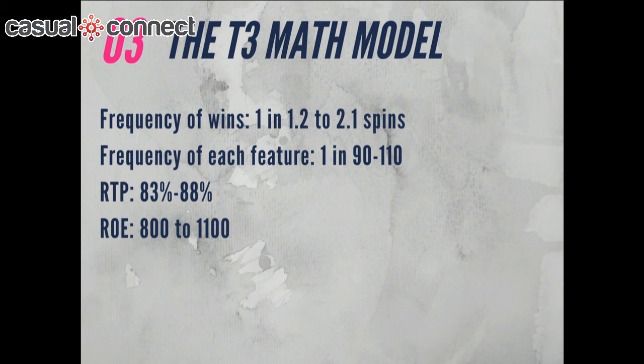Now, when I give math specs to companies about what the math should be like, what I tell them is, the last thing you should concern yourself with is the RTP. Don't care about the RTP as long as it's below 100. It could be 50, it could be 60, it could be 70. It doesn't matter as long as that's the frequency of wins, as long as that's the rate of exhaustion, and a few more things which I'm going to get to in a second. So the RTP is a function of everything else.